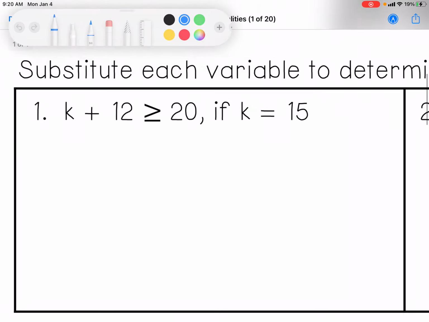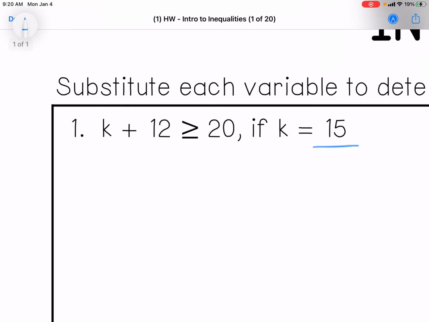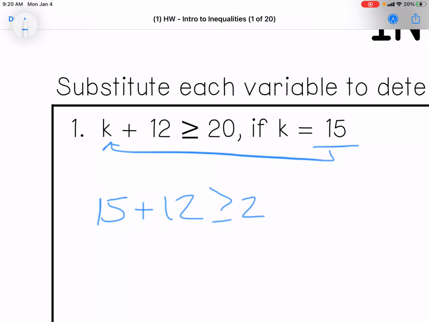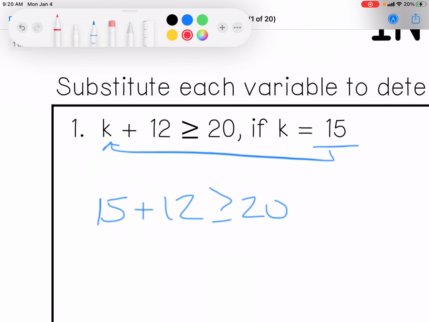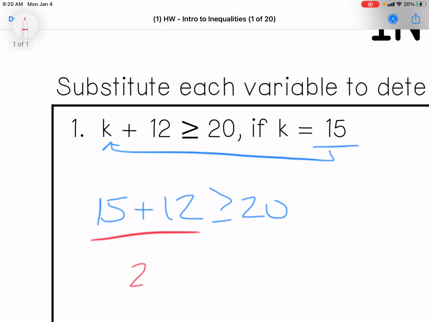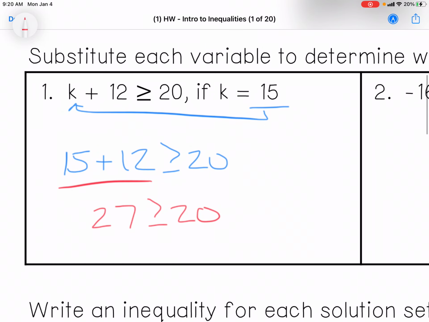Again, we're going to take K, which is 15, and plug it in. So we're going to get 15 plus 12. Is that greater than or equal to 20? 15 plus 12 is 27. Is that greater than or equal to 20? Last time I checked, 27 is greater than 20, so that would be true.